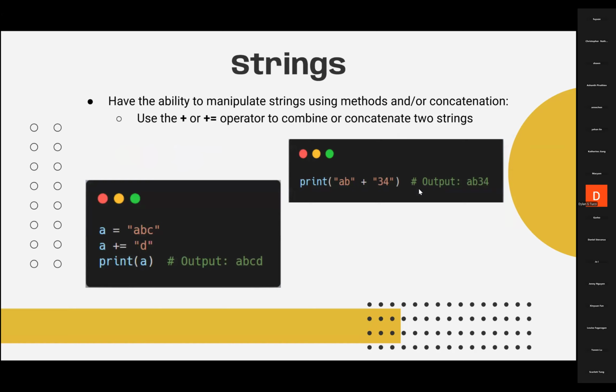Okay. Next, we have how to manipulate strings. With strings, you can concatenate two strings by using the plus. So you can do A plus B. Something like A equal ABC. And if you say A plus equal D, that means A equal A plus the string D. So ABCD. Similar to this one, you can also do print AB plus 34. It will print AB 34. Yeah, simple.